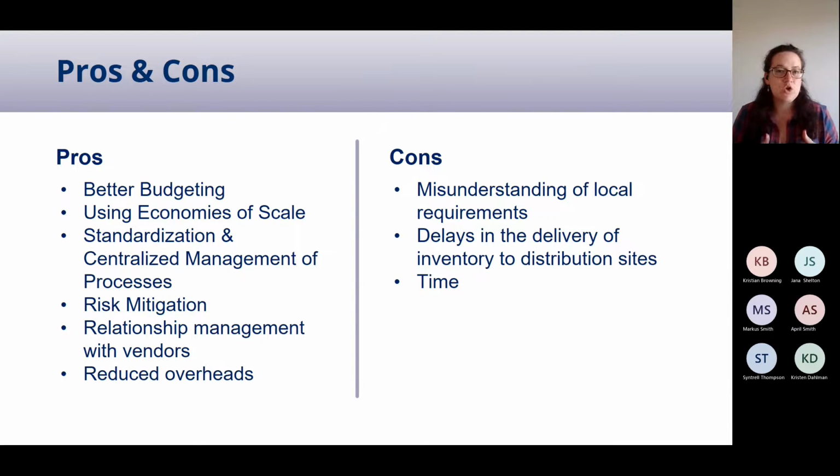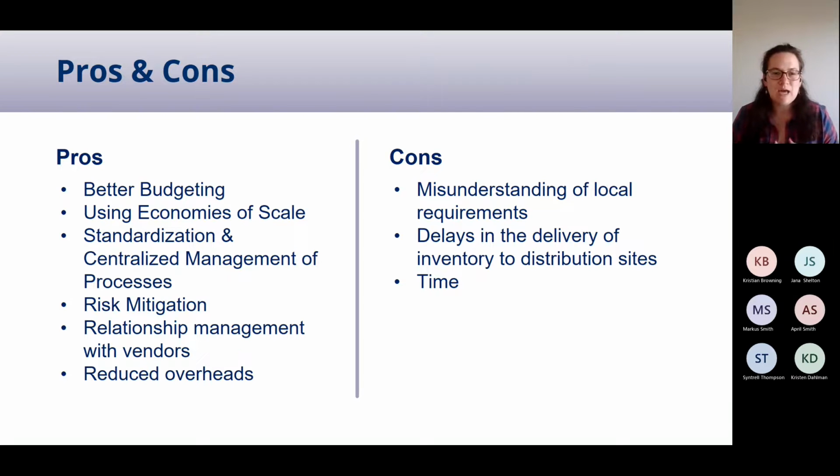Additionally, there is going to be a delay in delivery of inventory to distribution sites. This is likely because with a centralized procurement model, you're also looking at having centralized warehousing. So you're likely going to have your deliveries made to one location and then have to, from there, split the product out to multiple locations.